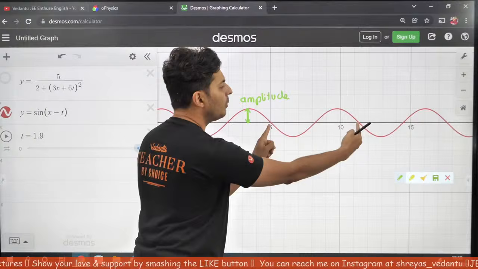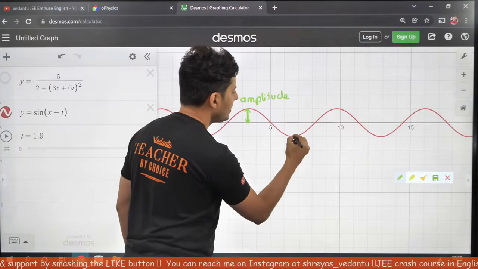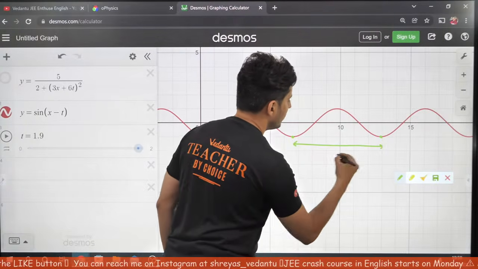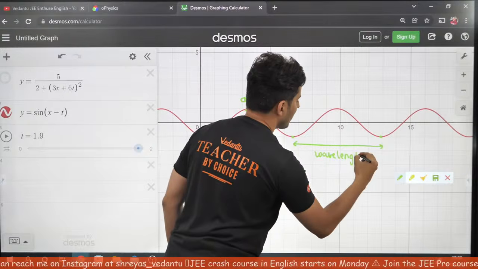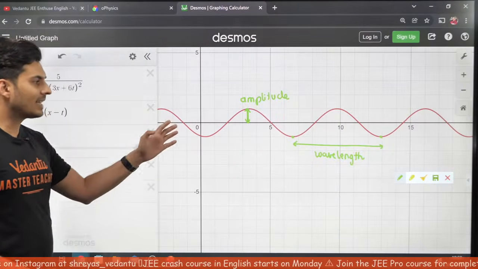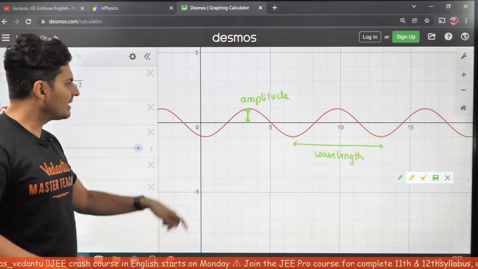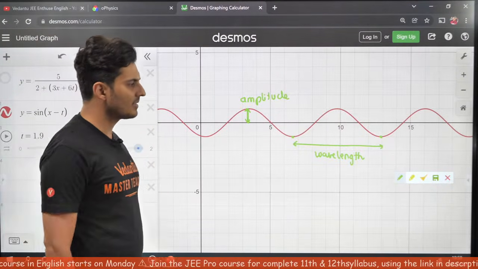You can measure any 2 points of the same kind. Let's say if you want to measure from here to here, that's okay. So this is nothing but your wavelength. You can see that right over here. This is your wavelength. Perfecto. So these are the characteristics of a sinusoidal wave. And obviously there is frequency. That's the rate at which it is going up and down. All these things are there.